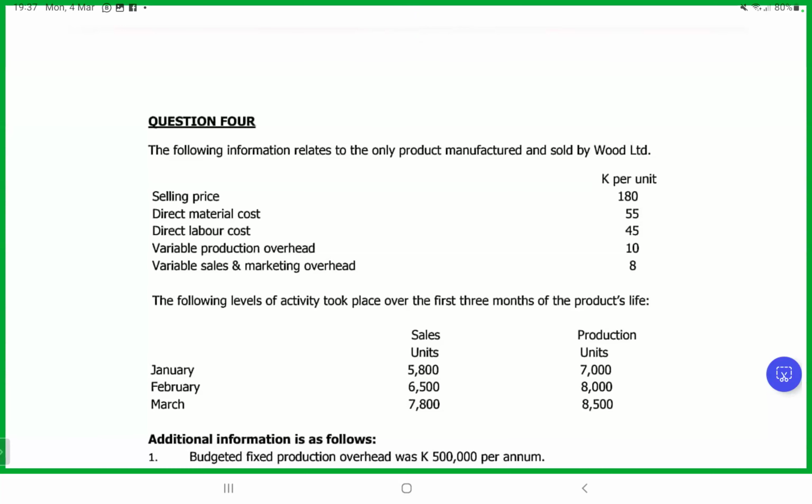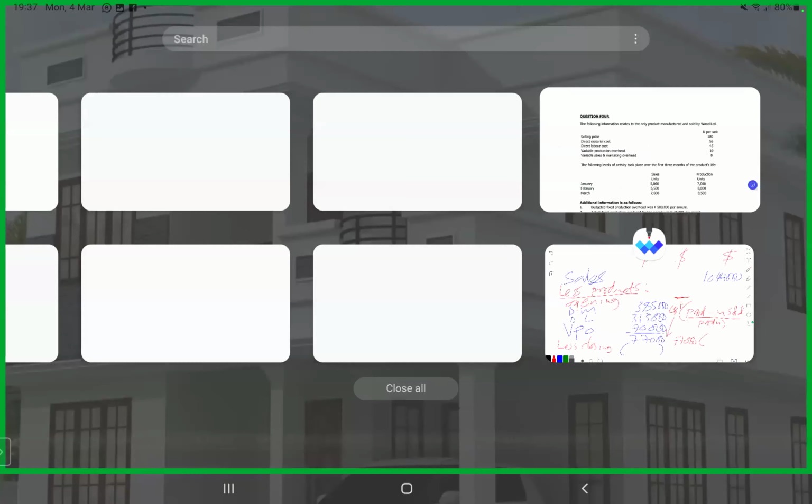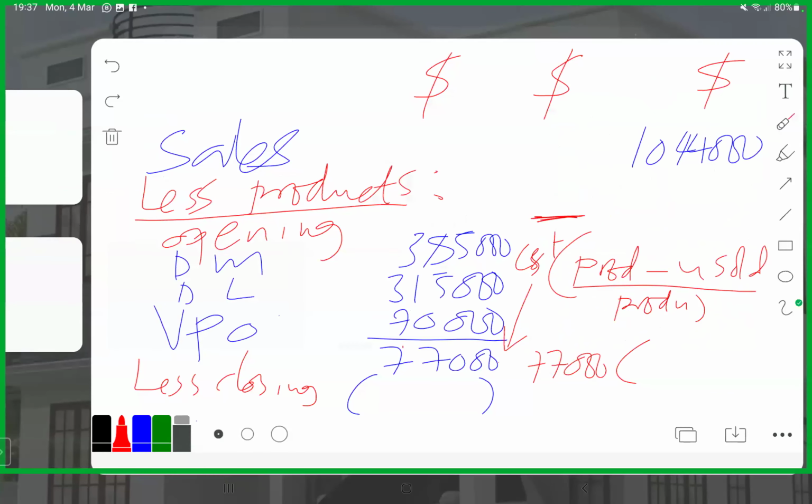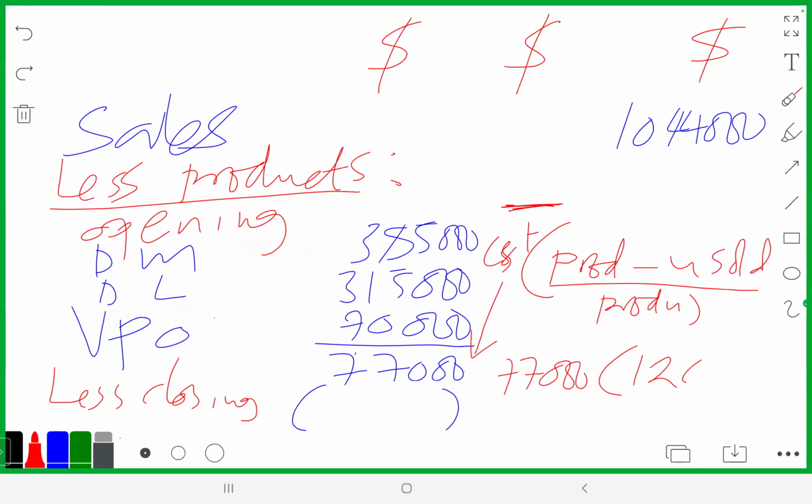So 1,200 will be multiplied by the very costs, like this same cost. Then you divide by the units that were produced. There were 7,000. So you can work out the closing. Find the closing stock. 142,000. 142,000.